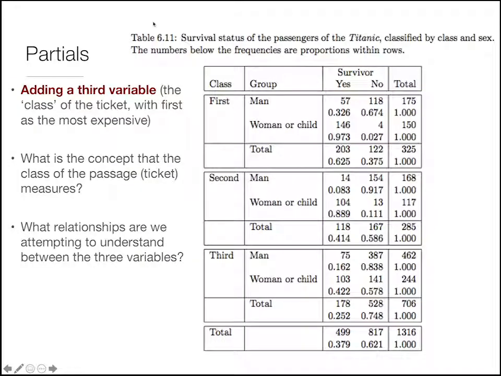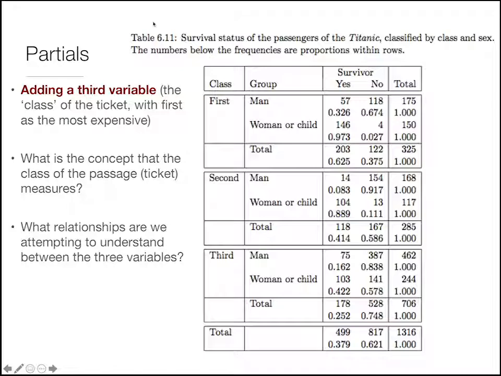But here, the story changes somewhat as we add a third variable. The third variable is class, in terms of the kind of ticket: first class, second class, or third class. What's interesting is that when we introduce that variable and look at a breakdown, we see that this other variable was actually having a really profound impact on the dependent variable. And this is very interesting as well.